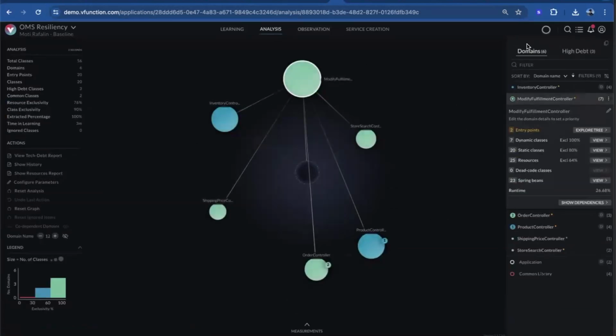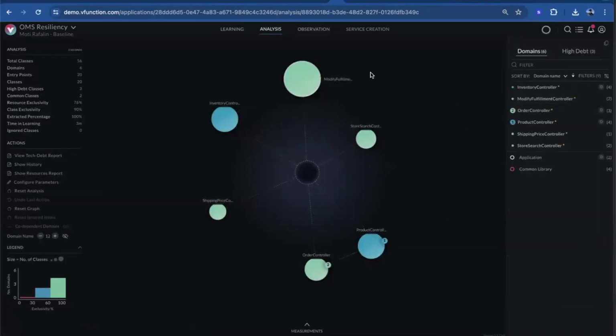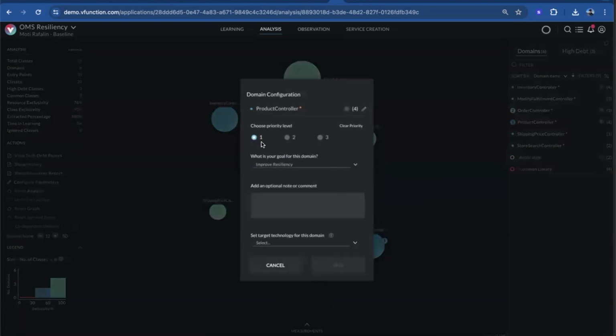In this demo, we want to focus on three sources of architectural technical debt in this application and how they are prioritized and addressed. First, we want to set priorities and business goals for some of the domains. Setting these priorities and goals allows the system to prioritize the architectural technical debt events and the to-dos to address them. We can set the product domain as having the highest priority and improving resiliency as the primary business goal. We could also set a target cloud environment for it if we are looking to deploy this domain as a service in the cloud.